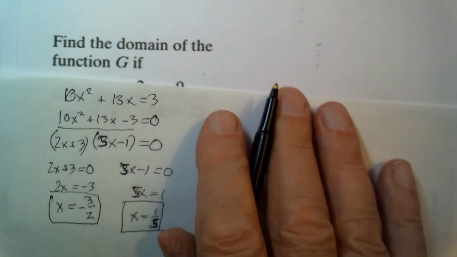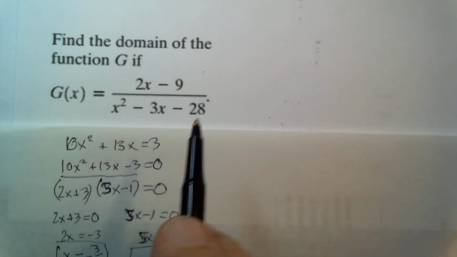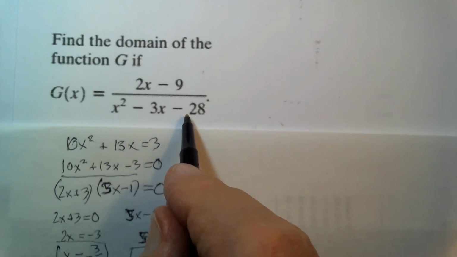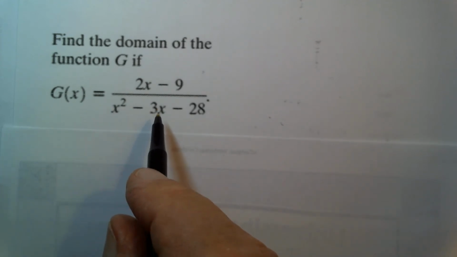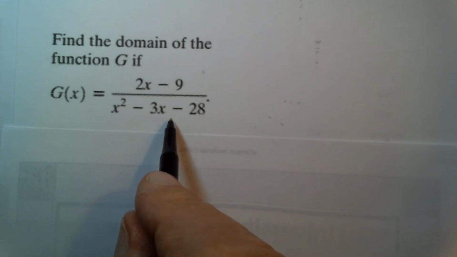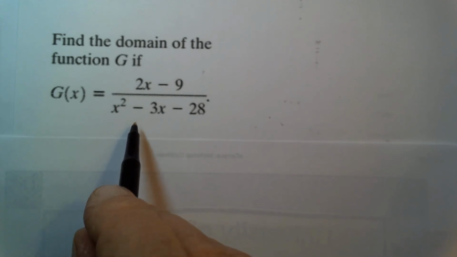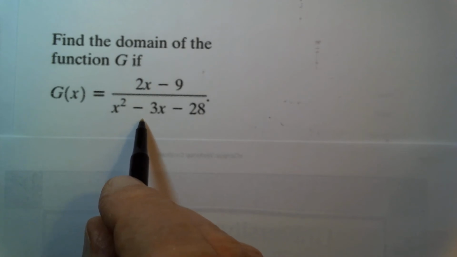Here's another interesting question. Find the domain of the function g if g of x equals 2x minus 9 divided by x squared minus 3x minus 28. So what are we going to do with that? So find the domain of the function g if g of x equals 2x minus 9 divided by x squared minus 3x minus 28. And so remember, this function exists for all real values of x for which the denominator is not equal to 0.